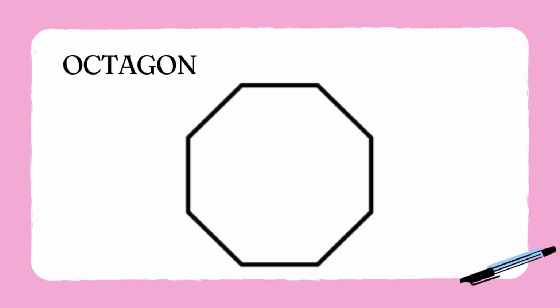An octagon is a polygon with 8 sides and 8 angles. The 2 main types are regular, all sides and angles are equal, and irregular, sides and angles are not all equal. Octagons can also be classified as convex, all angles point outward, or concave, at least one angle points inward.